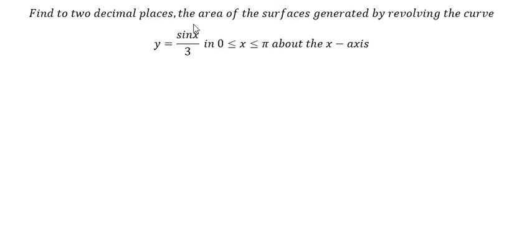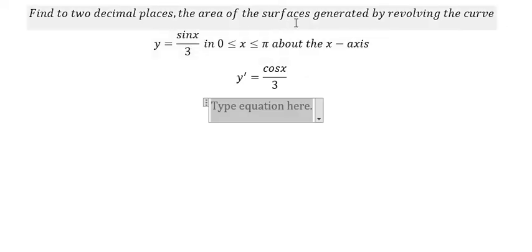We want to find the area of the surface generated by revolving the curve y equal to sin x over 3 from 0 to b about the x-axis. First, we need to find the derivative of the function. You get cosine x over 3. Now, we apply the formula of the area of the surface.